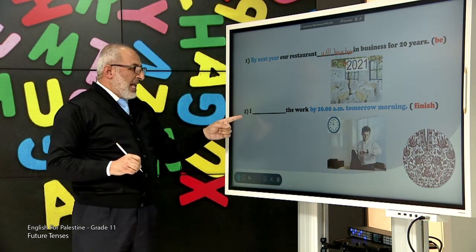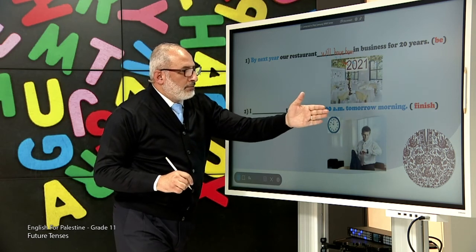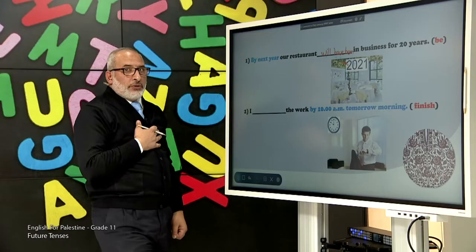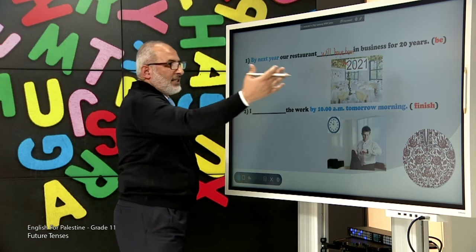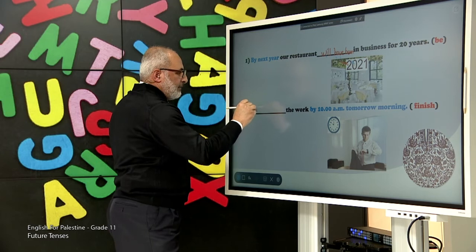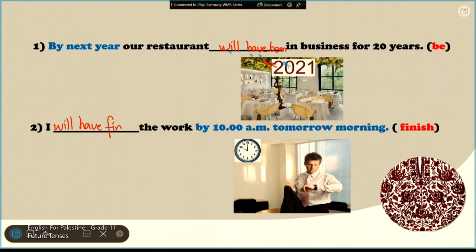The second one, the work by 10 a.m. tomorrow morning, finish. Again, by 10 a.m. tomorrow morning, this is the expression, this is the key word that helps me to choose future perfect. What is the future perfect of finish? Yes, it is will have finished. Yes, good. Will have finished. Okay?